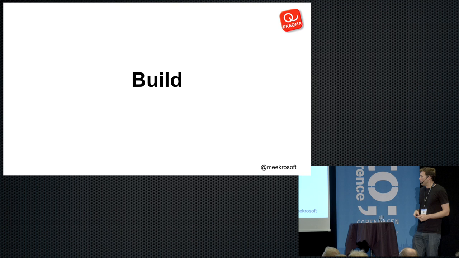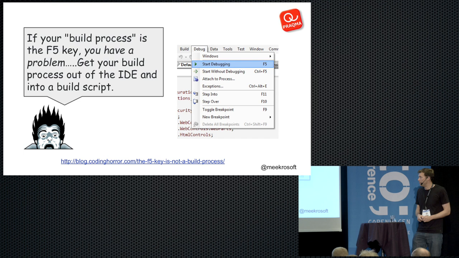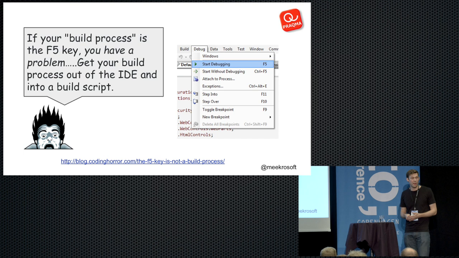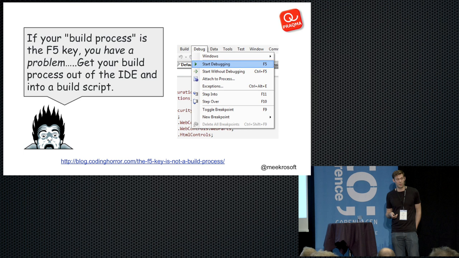Now then, this is an old story. I think maybe even 15 years old. This blog post is from Jeff Atwood. And he was talking about back then, for a lot of developers, the F5 button was their build process. And it was a nightmare because it only worked on one developer's machine, and a build on one machine was different from another machine. So he wrote this very good blog post about getting your build process out of the IDE and putting it into a script. And that's great. It's really good advice. It's still something we struggle with in embedded systems, but it's just as valid today.